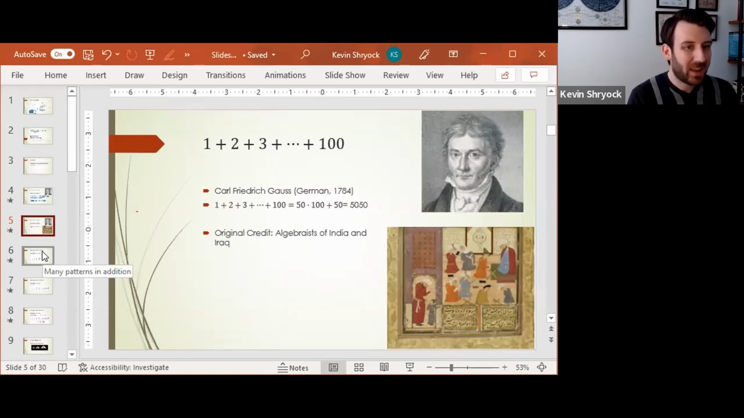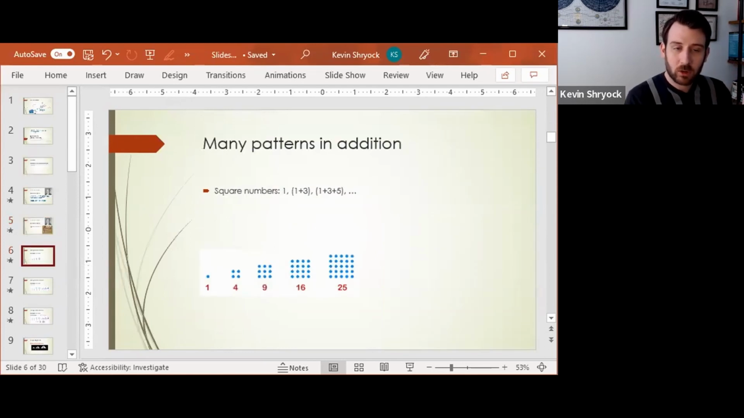Now, let's talk about some other patterned addition. For example, the square numbers. You may all know them. 1 squared, 2 squared, 3 squared makes 9, 5 squared makes 25. But have you ever noticed that the square numbers are actually patterned addition? That 1 is 1, sure, but 4 is 1 plus 3. And 9 is 1 plus 3 plus 5. And 16 is 1 plus 3 plus 5 plus 7. So in fact, the square numbers also can be reached by adding up all of the odds.